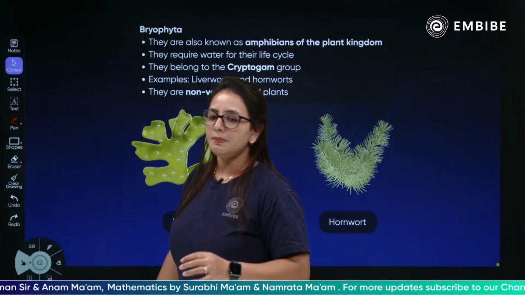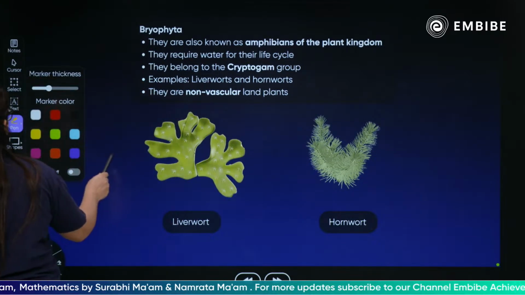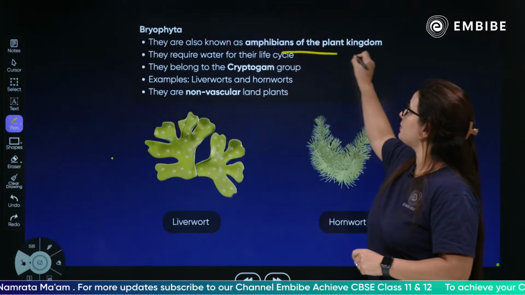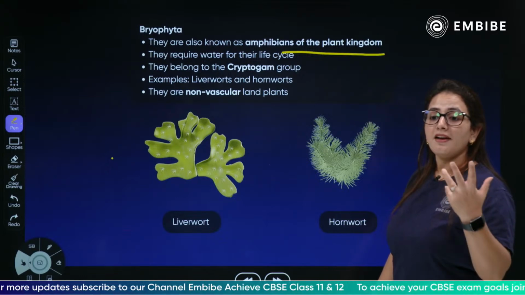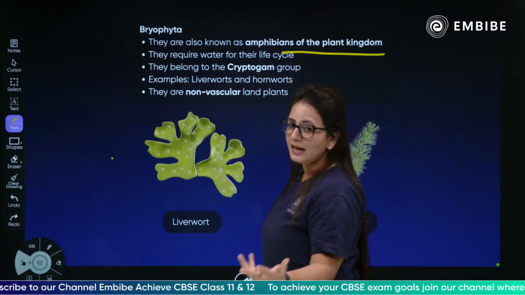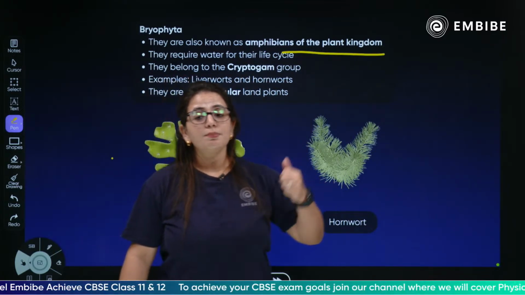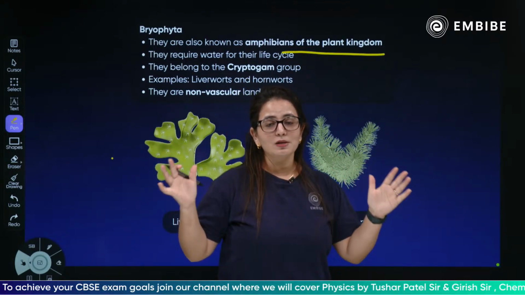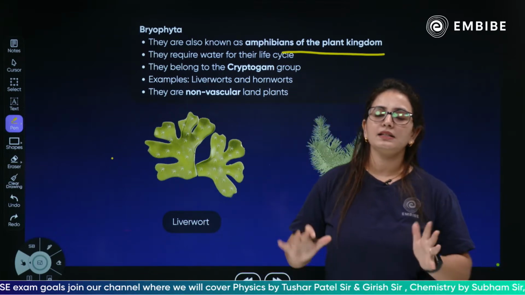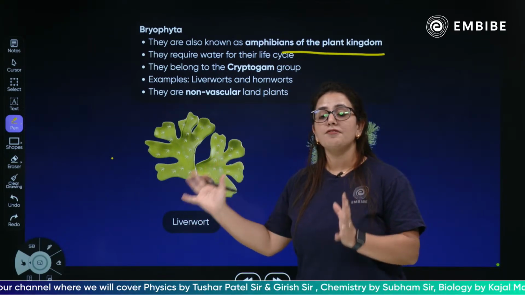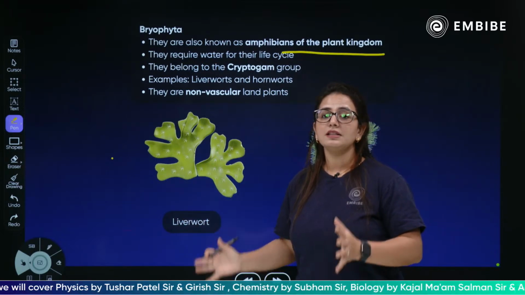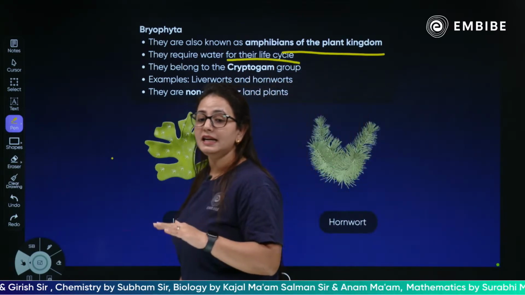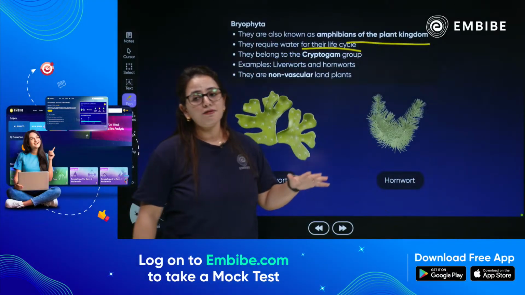So the main features, the main characteristics of the bryophytes, children: they are known as the amphibians of the plant kingdom. You know what amphibians are? Amphibians can live in water as well as on land. So children, bryophytes are the amphibians of the plant kingdom. We're not discussing amphibians which are animals, of course. We call them this because they require water to complete their life cycle. They are present on the terrestrial surface, yet they require water to complete their life cycle.